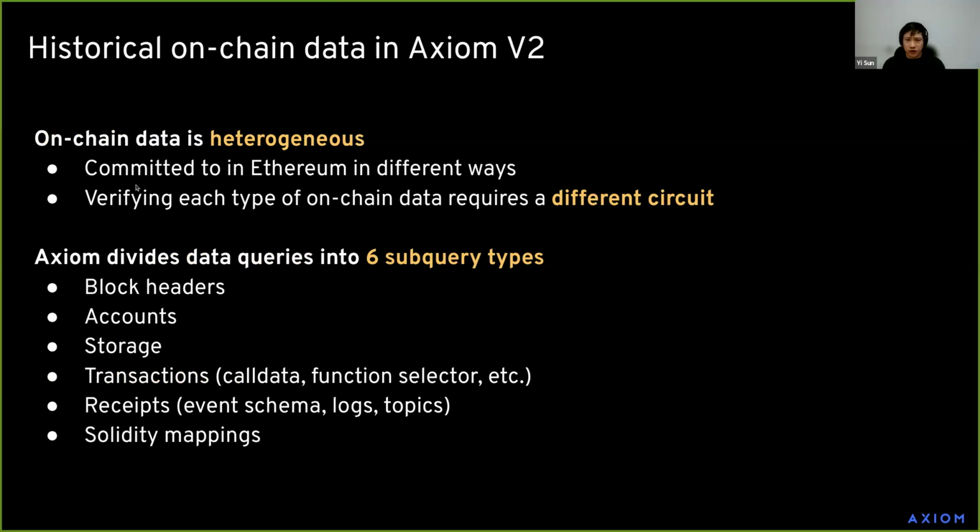I think I already talked about how the data that we're accessing is heterogeneous. Each type of data requires a different circuit for us because they're committed to in Ethereum in different ways. And so we divide that data into 6 types: block headers, accounts, storage, transactions, receipts, and solidity mappings.